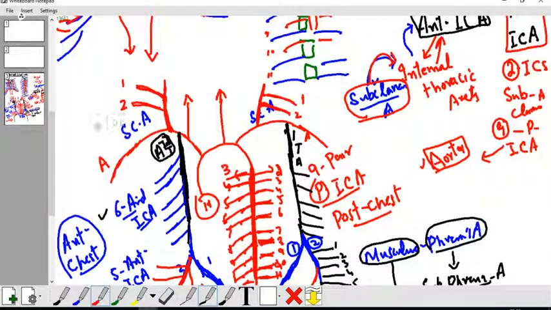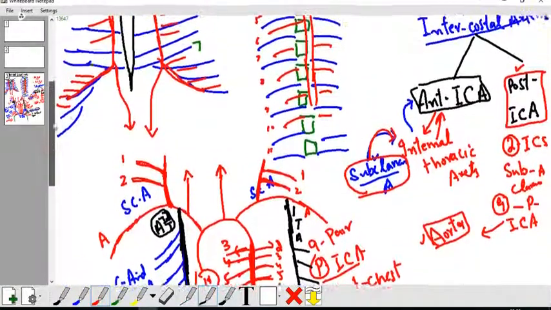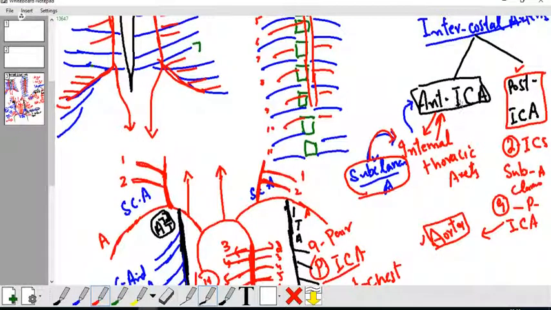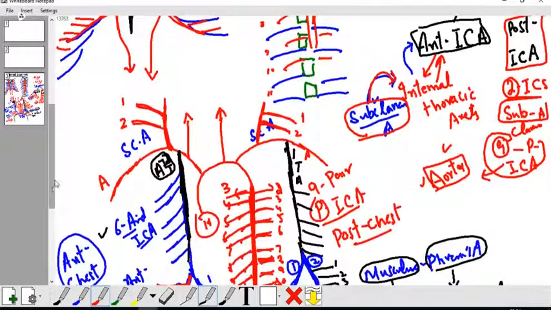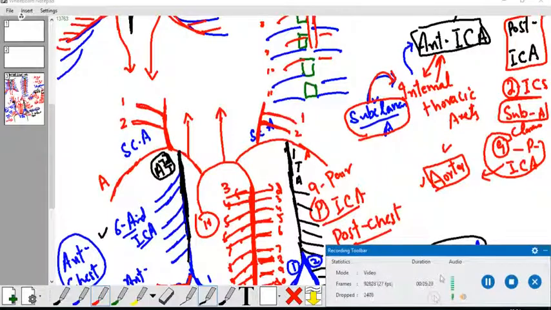In general, you can see the summary here. The anterior intercostal arteries come from the internal thoracic artery, and the posterior intercostal arteries are mainly branches of the aorta, but the first two branches come from the subclavian artery. This is about the arterial supply of the anterior chest as well as the posterior chest.